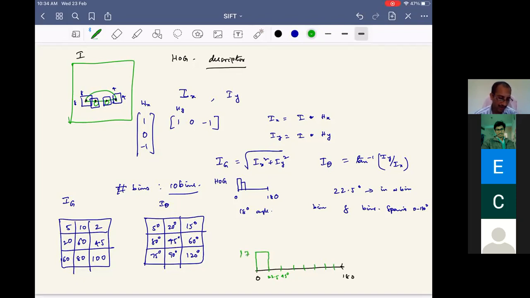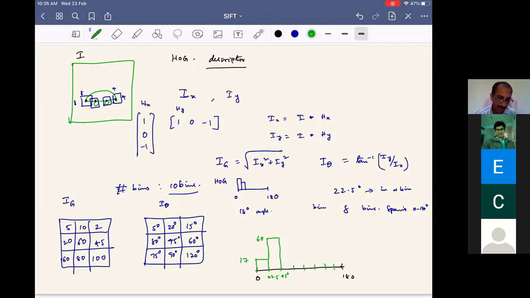Now 22 to 45 degrees. Assume that 45 degrees is also inclusive. Okay, then 22 to 45 degrees. How much do we get? What is the height? 60. 60. Okay, please don't take this to scale. I'm just roughly sketching to give you an idea.